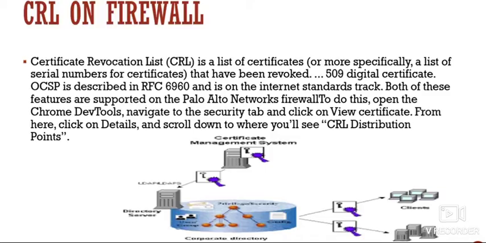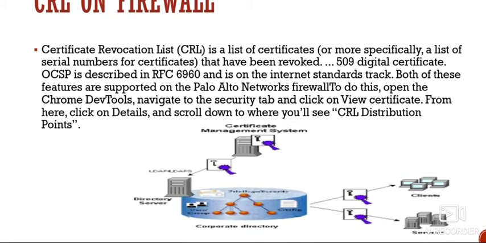CRL and firewall. A certificate revocation list (CRL) is a list of certificates, or more specifically a list of serial numbers for certificates that have been revoked. OCSP is described in RFC 6960 and is on the Internet Standards track. Both of these features are supported on the Palo Alto Networks firewall too. To do this, open the Chrome dev tools, navigate to the security tab and click on view certificate. From here click on details and scroll down to where you will see CRL distribution points.